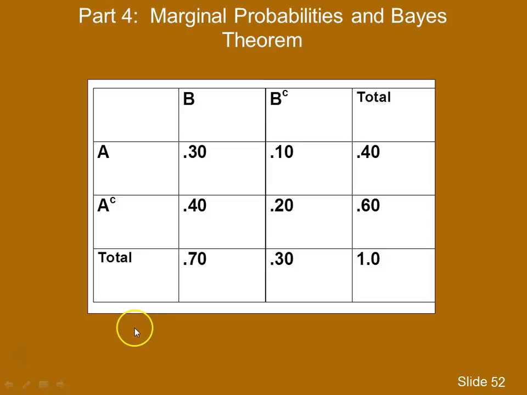Let's go back to one of these tables. We've been calling the probabilities on the ends of the tables marginal probabilities. For example, the probability of event B here would be this 0.7 down here. Notice what that probability is. It's the sum of these two intersections. B intersects A with probability 0.3. B intersects A complement with probability 0.4. The sum of those two intersections gives us the probability of B. And that's really what a marginal probability is. It's a sum of intersections.